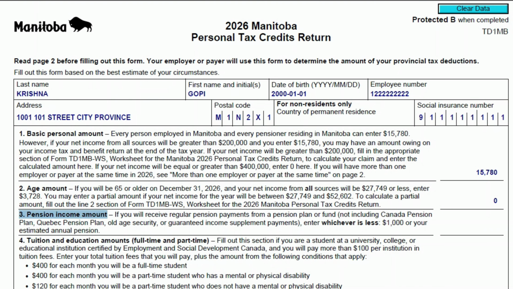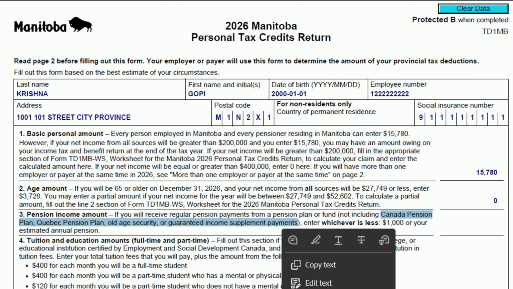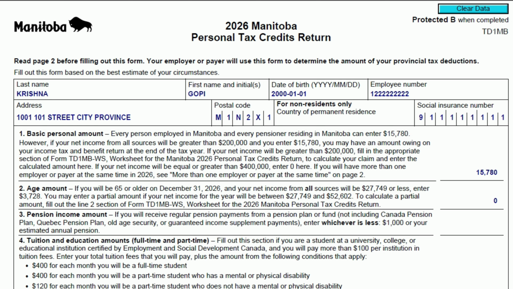Line 3 is pension income amount. What is not included is CPP, Quebec Pension Plan, Old Age Security, or Guaranteed Income Supplement payment. In case you have a pension from a company, whatever that amount is, here enter whichever is less, $1,000 or your estimated annual pension. For example, say your pension is 3,000, you can only enter 1,000 here, not 3,000. And if it is less than 1,000, say your pension is around $600, you will enter 600. If there is none, you enter 0.